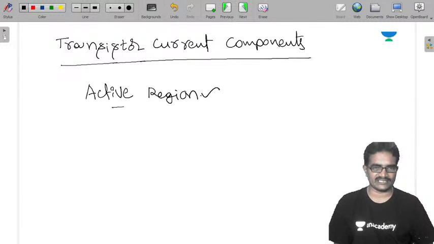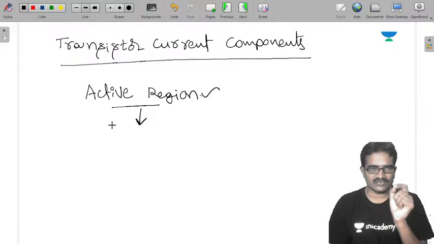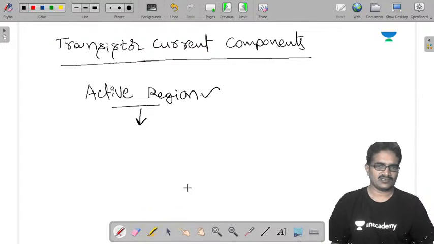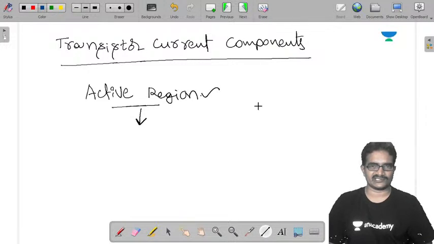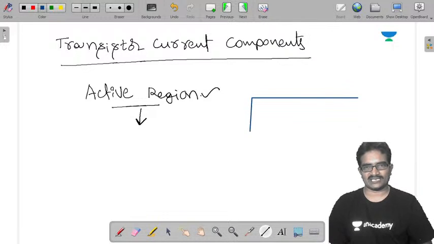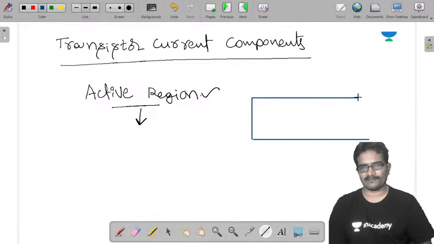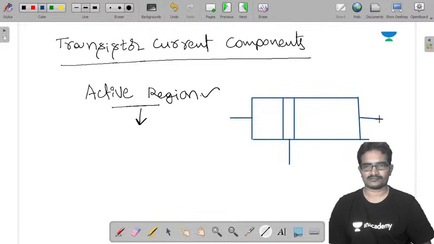Active region in this sense: in a transistor we have two junctions. Just see this. I am taking a PNP transistor here for better understanding. Emitter, base and collector. This is a PNP transistor.